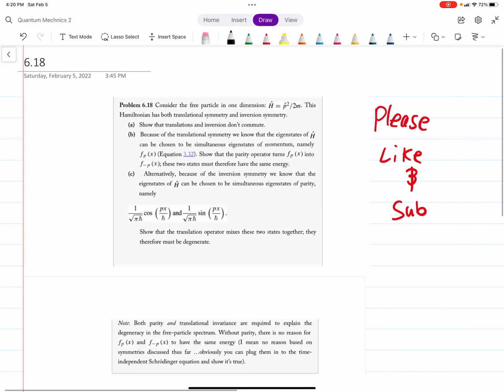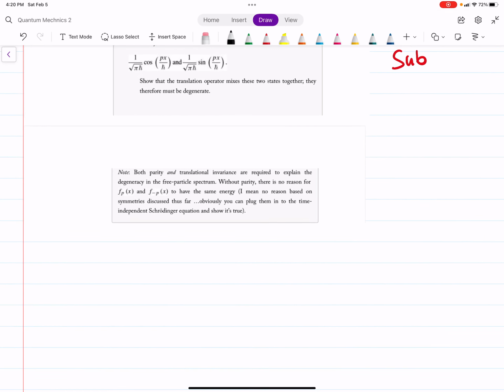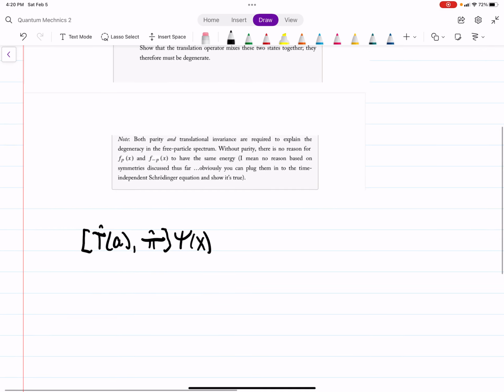Okay, so it says part A, show that the translation and inverse, so that's the parity, don't commute. Okay? So we have the translation operator and our parity operator. We'll multiply that by some function. I'm just going to call it psi of x. Okay, so we have this situation here.